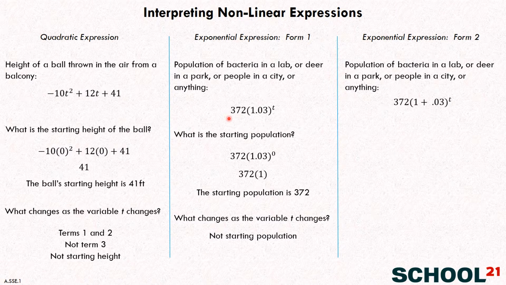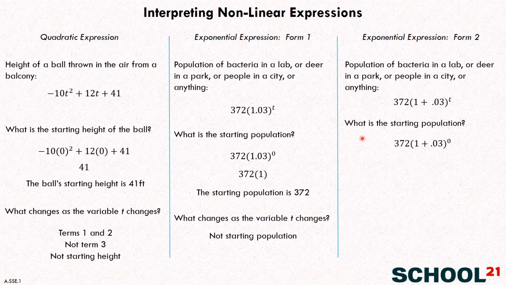Okay. Now let's look over here at the different form of the exponential. It's the exact same thing, but we're just splitting that 1.03 that's in the parentheses out into two parts: 1 plus 0.03. And there's a reason that we're going to do that. But again, you could use this for any sort of population of bacteria or deer or people or trees or whatever.